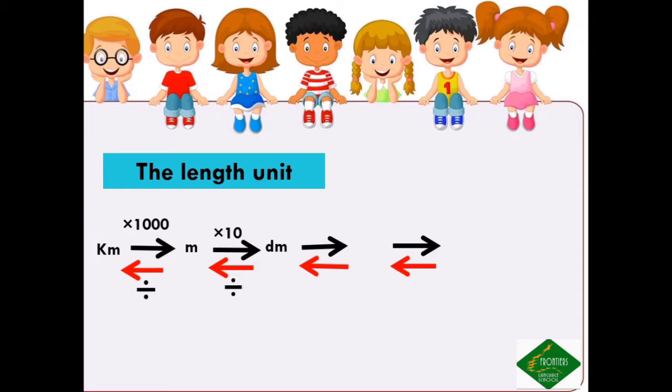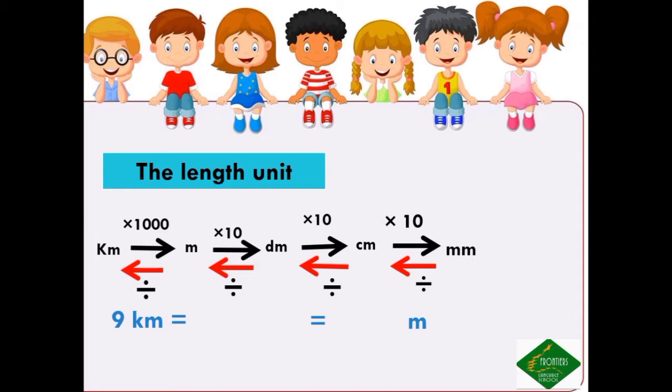And then if I want to convert from decimeter to centimeter, I multiply by 10. And from centimeter to meter, I divide by 10. And the last one, if I want to convert from centimeter to millimeter, I multiply by 10. And from millimeter to centimeter, I divide by 10. So if I want to convert from a bigger unit to a smaller one, I multiply. And from a smaller unit to a bigger one, I divide.